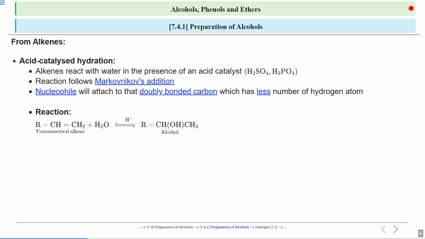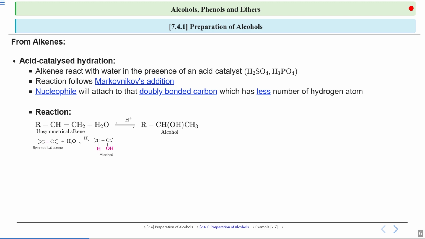So OH here will act as a nucleophile, OH minus, and will attack the double bonded carbon which has lesser number of hydrogen atoms. And you can clearly see in this unsymmetrical alkene, of the two double bonded carbons, the second carbon is having only one hydrogen, the first carbon having two hydrogens. So the lesser number of hydrogen atoms is present on the second carbon. So the OH nucleophile will attach on the second carbon and you will get a secondary alcohol, right?